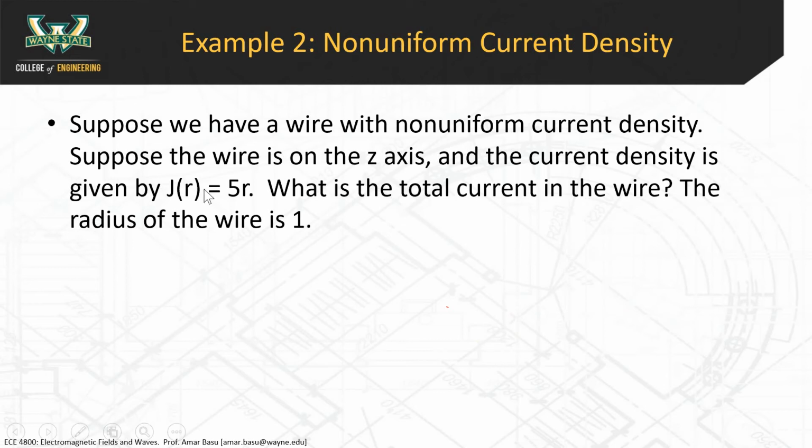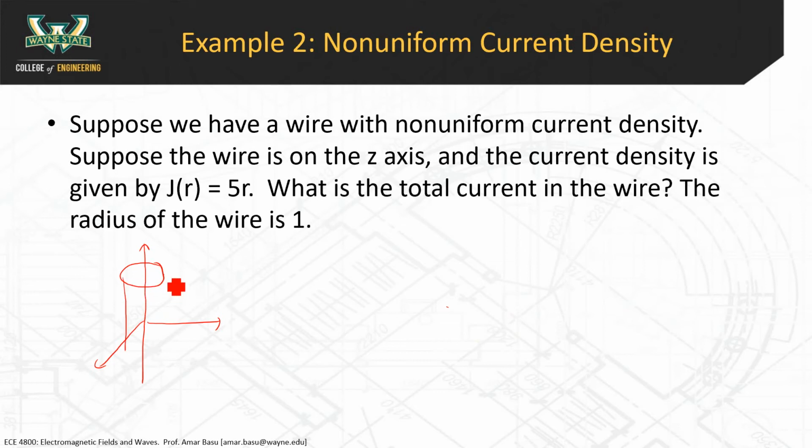Okay, suppose we have a wire with non-uniform current density. All right, the wire is on the z-axis, and the current density is given by J of R equal to 5R. So let's say we have a cylindrical coordinate system, with the wire on the z-axis like this.